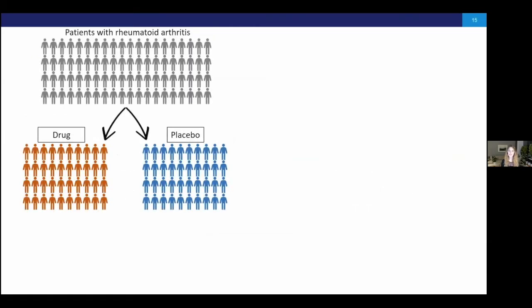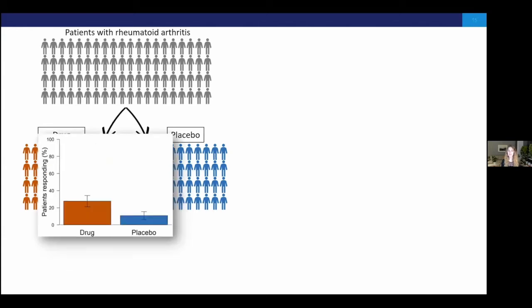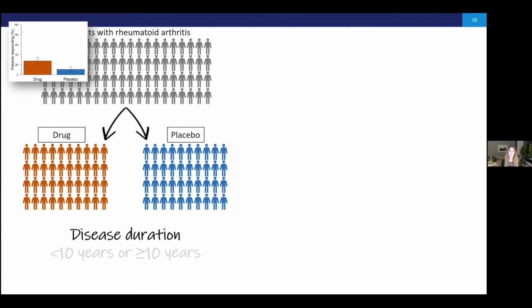You may recognize this example from our pre-SIG material. Patients with rheumatoid arthritis are randomized to a drug or to placebo, and from the results it's clear that more patients are responding in the group receiving the drug. Now the question is whether the chance of responding depends on certain characteristics of the patients.